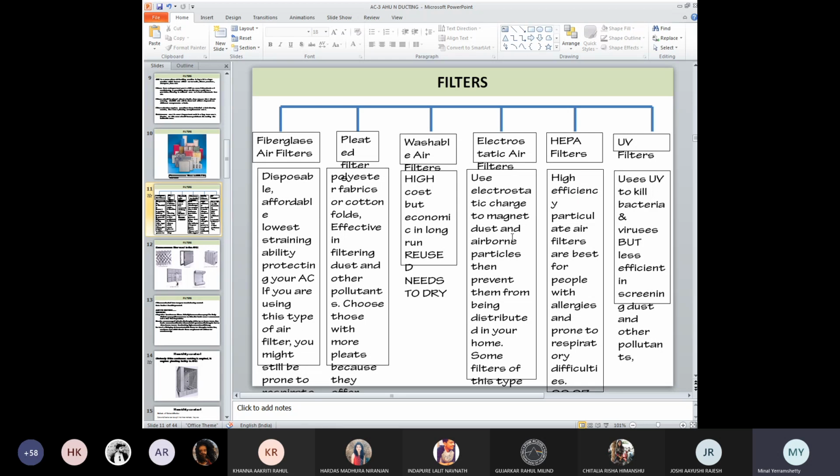So yes, these are the picks. You can pick your filters. Fortunately, as an architect, I have never had to pick any of the filters. I only order an AC unit and it comes to my place. But this is some general knowledge.